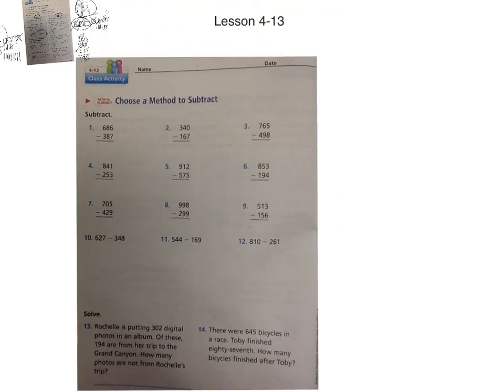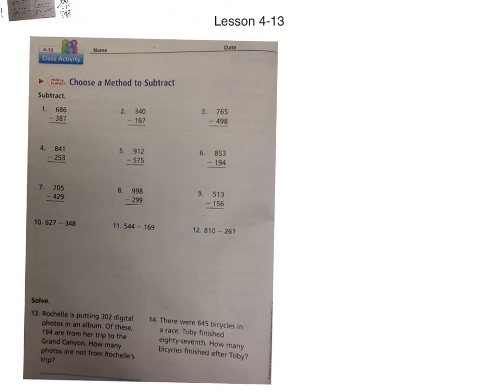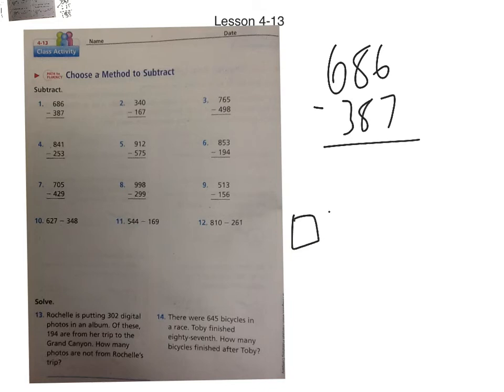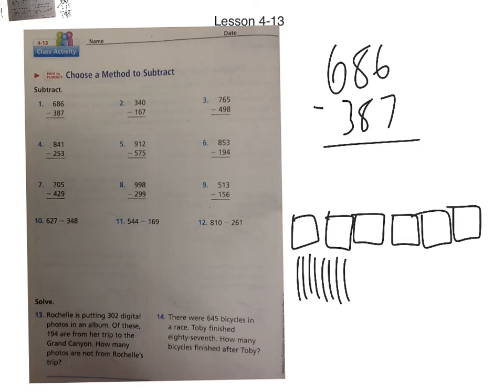I'm going to do a couple with you, and I'm just going to send you on your own for the rest of the time to finish up the rest. Let's do 686 minus 387. Okay, if I do my drawing down here, 1, 2, 3, 4, 5, 6. 1, 2, 3, 4, 5, 6, 7, 8. 1, 2, 3, 4, 5, 6, 7.